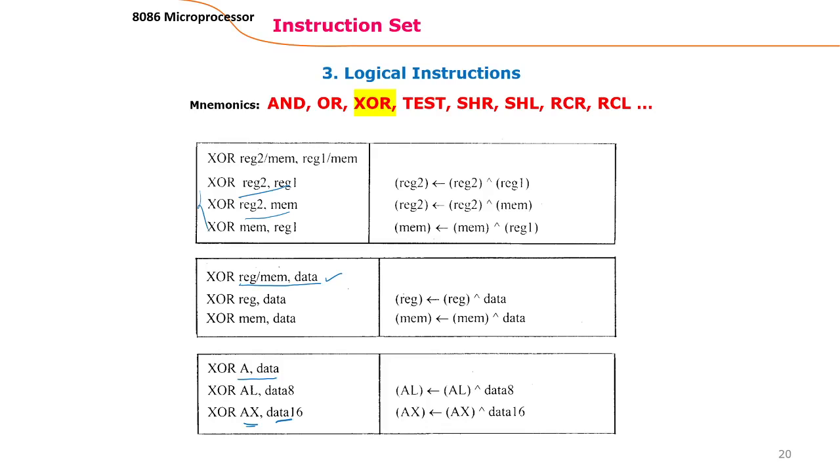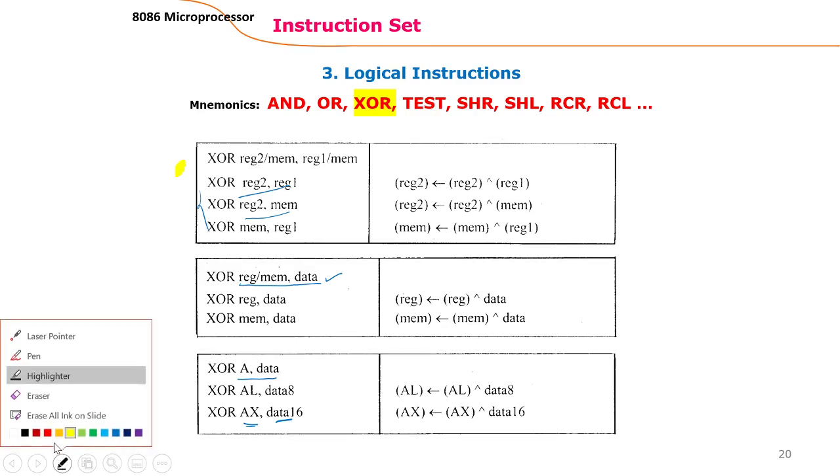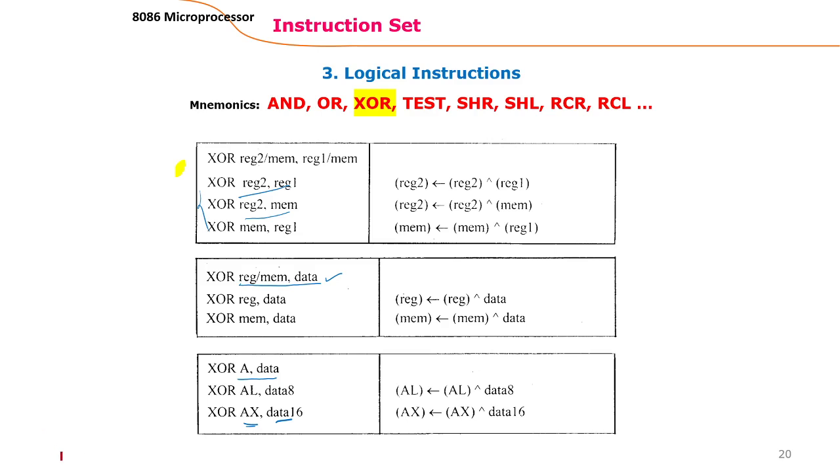Okay, in the previous class we have gone through different types of instructions available to 8086. We went through the data transfer related instructions, and after that we saw arithmetic instructions. Next we will see the logical related instructions.